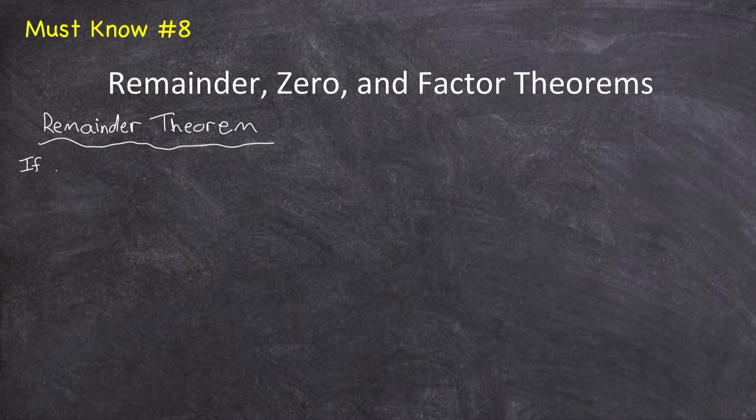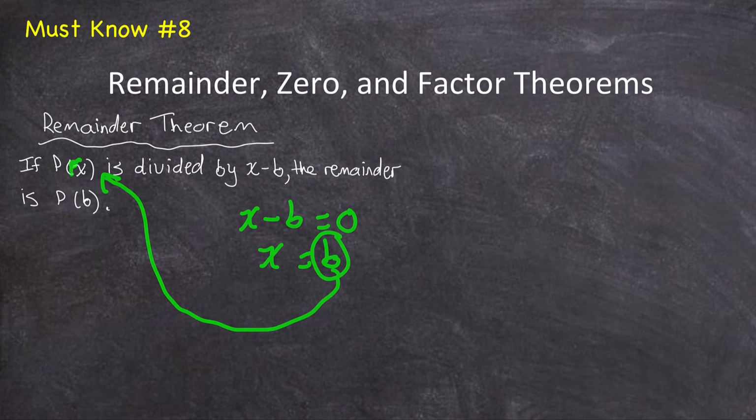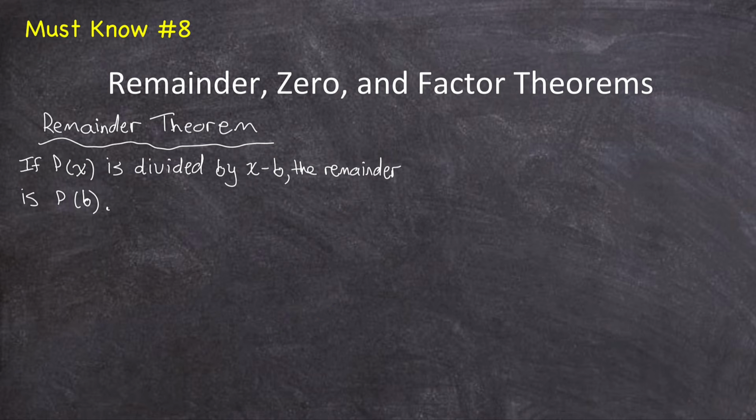The remainder theorem says if p of x is divided by x minus b, the remainder is equal to p at b. So basically this is saying if we take the 0 of the divisor, right, x minus b would be 0 if x was b. If we take that and we sub it into our polynomial function for x, we get what the remainder is if we were to do the division.